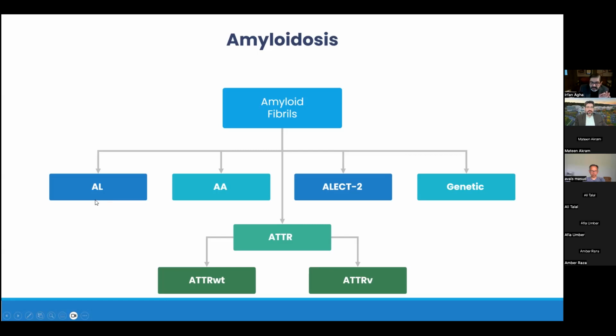And so the nomenclature works. The A in all of these is amyloid, right? And the L part is the protein that is misfolding. So amyloid light. If a heavy chain is doing it, it'll be AH, so amyloid heavy. Amyloid A protein, which is related to SAA protein. ALECT2, so this is amyloid LECT2. ATTR, amyloid transthyretin, right? WT is wild type, V is variant, which means that there's a genetic form.